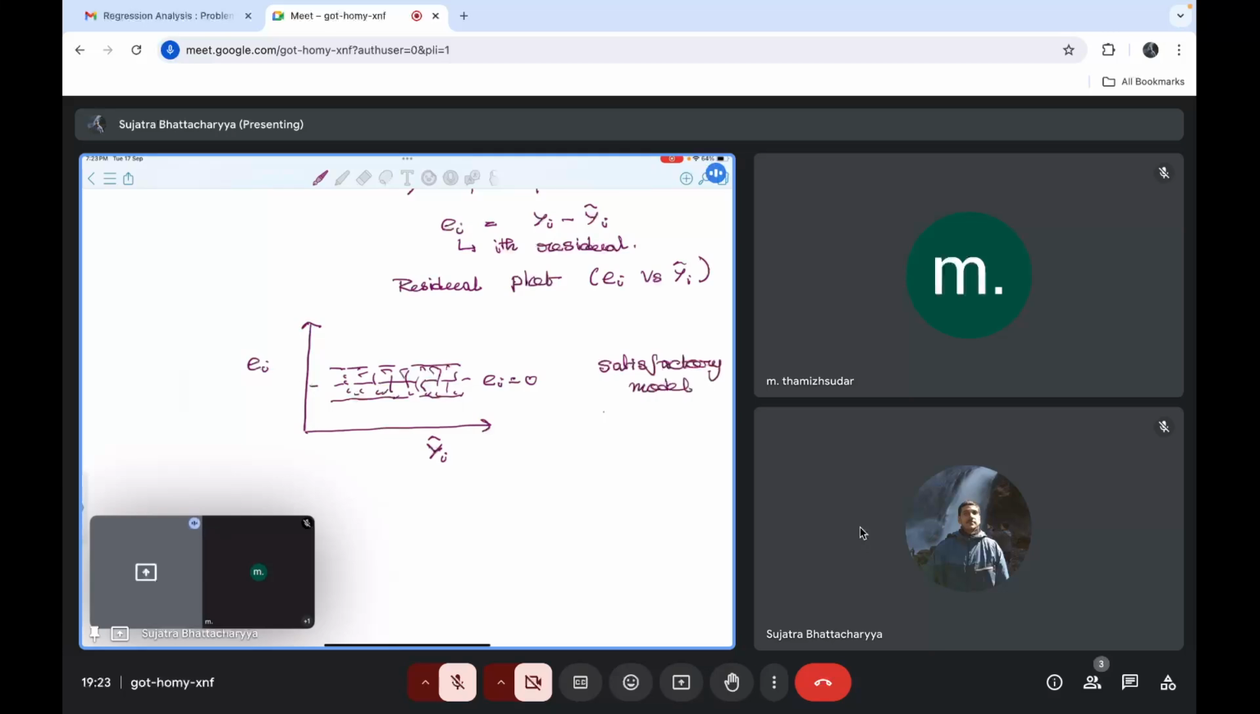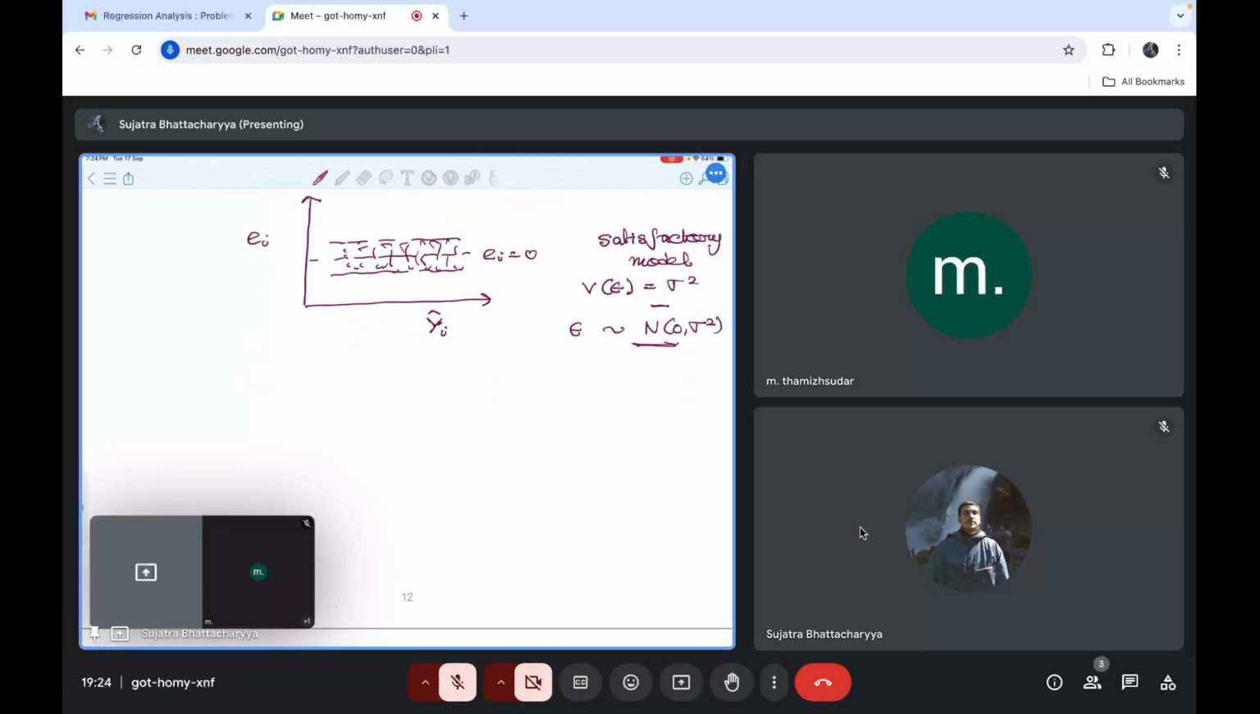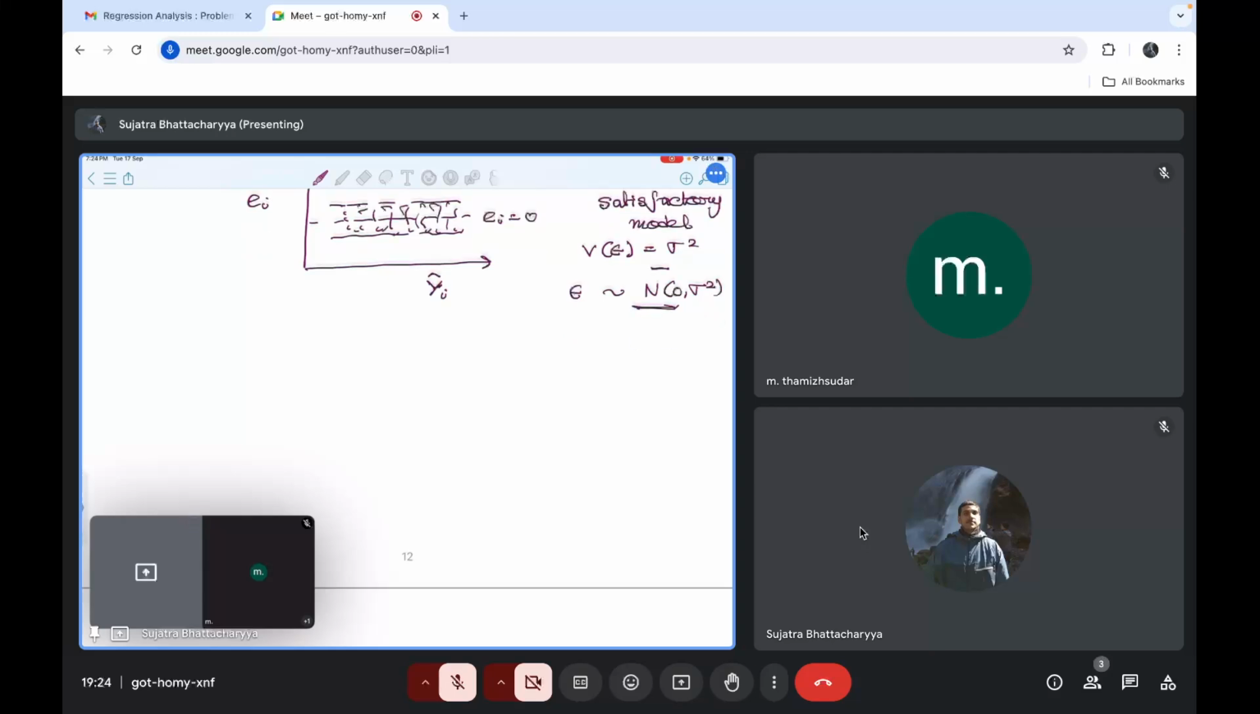We have seen all these things. And the variance of epsilon is actually sigma square, which we want, right? Because we have assumed that epsilon is normal 0, comma sigma square. We have assumed this for the simple linear regression or multiple linear regression model. If this is true, then our assumption is correct. Now, if it is not true, let's go ahead with when it is not true.